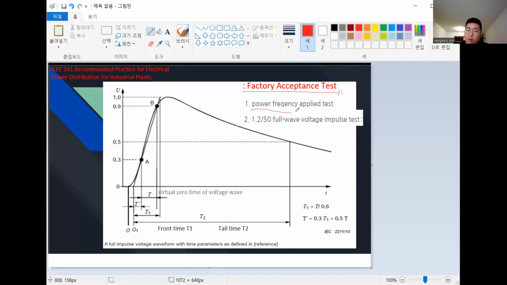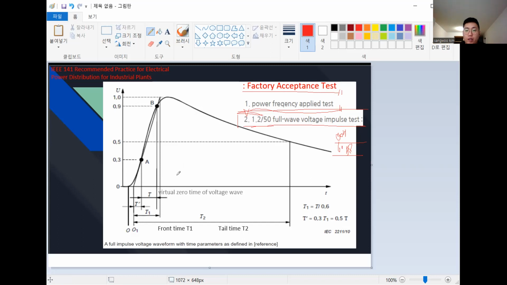The first part is the power frequency apply test. Most countries use 50 or 60 hertz, right? If there's no specific requirement, it tests around 1 minute. The standard time is 1 minute. And today we will be focusing on the 1.2/50 microsecond full wave voltage impulse test. The unit is microseconds.